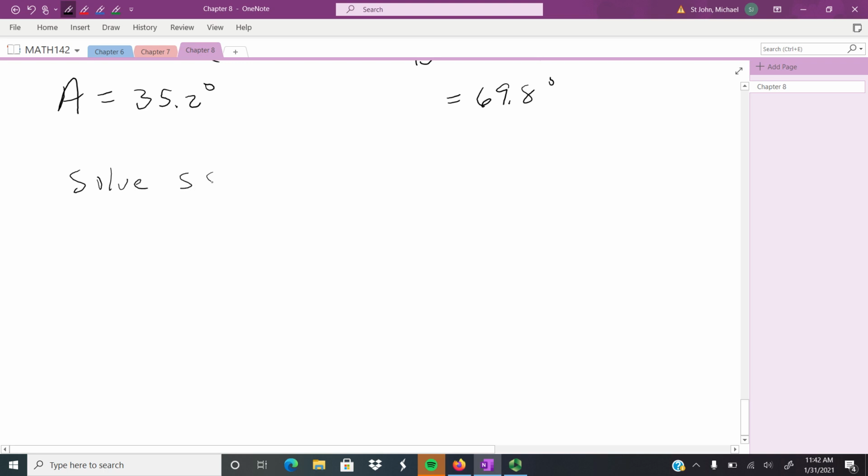Solve S, S, S. So here, the first step is to find the angle opposite the largest side.